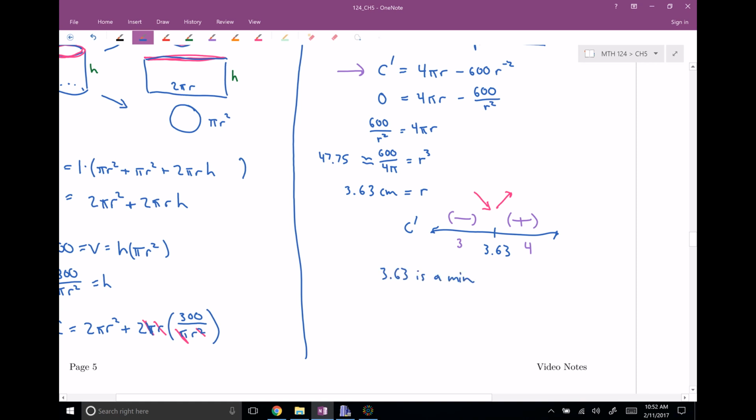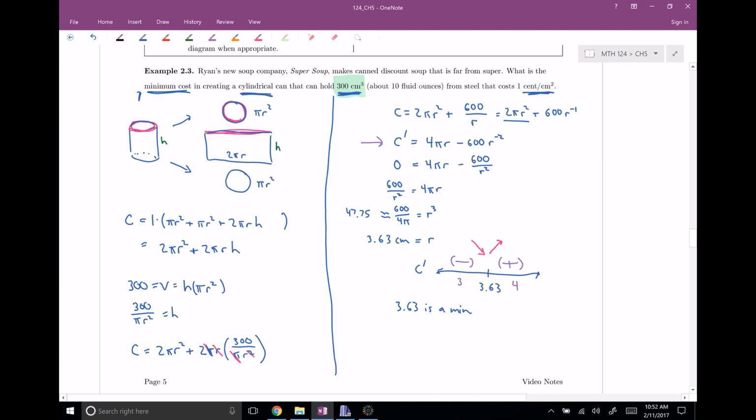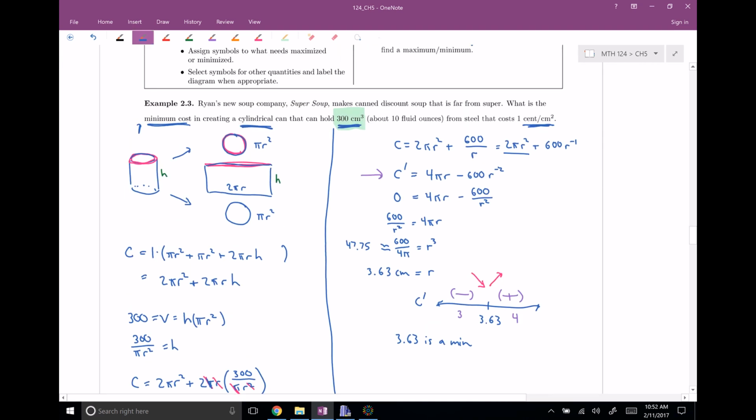There we go. And we need to go back and make sure that we've answered the question, right? So what is the minimum cost? Well, the answer isn't 3.63, right? That's a radius value. So I need to get a cost value. So I'm going to plug this in up here for my cost function and get the cost at 3.63. So again, pull out my calculator.